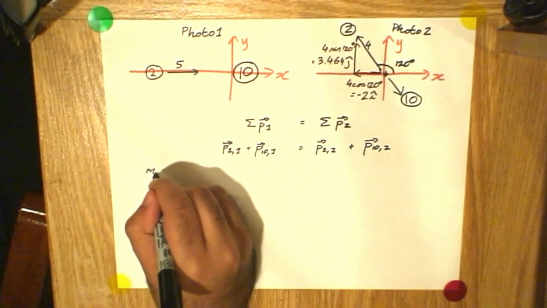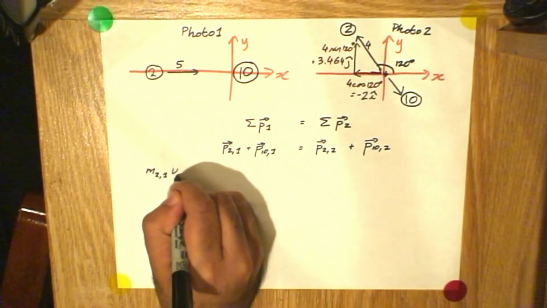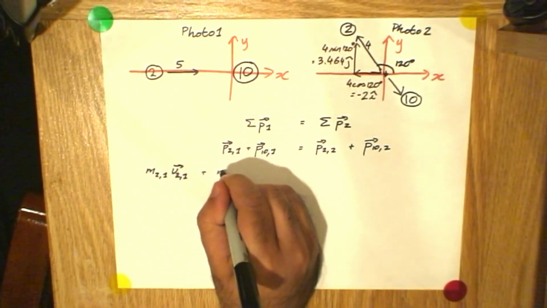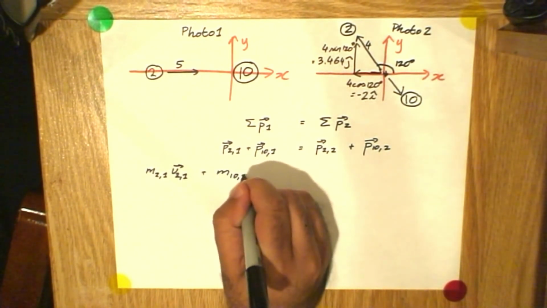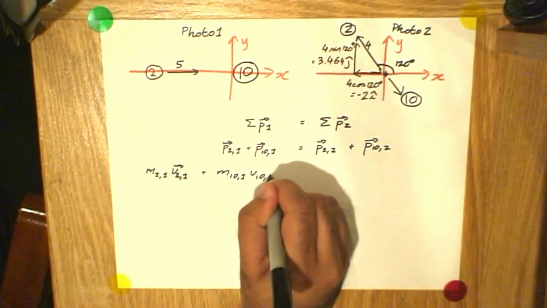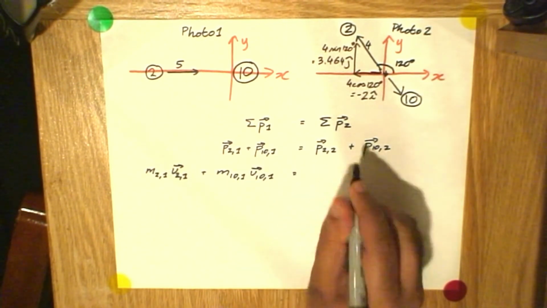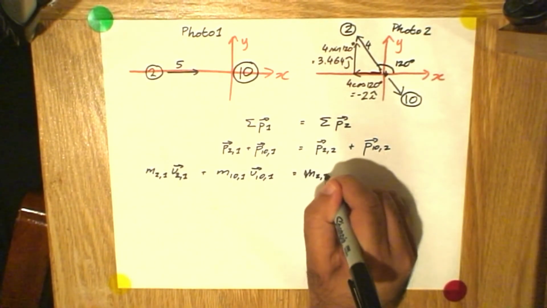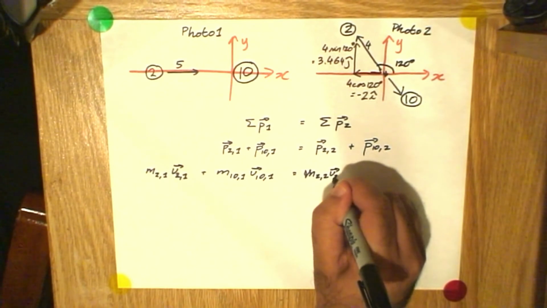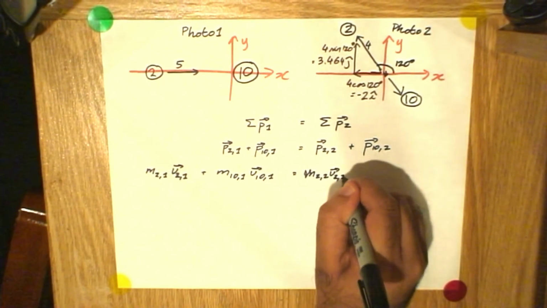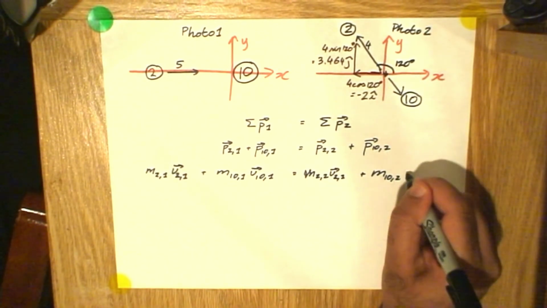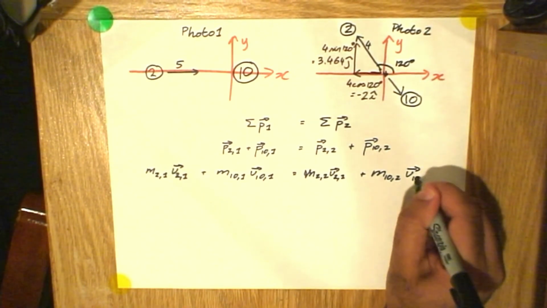The mass of the 2 kilogram object in photo 1 times the velocity of the 2 kilogram object in photo 1, plus the mass of the 10 kilogram object in photo 1 times the velocity of the 10 kilogram object in photo 1, is all equal to the mass of the 2 kilogram object in photo 2 times its velocity in photo 2, plus the mass of the 10 kilogram object in photo 2 times the velocity of the 10 kilogram object in photo 2.